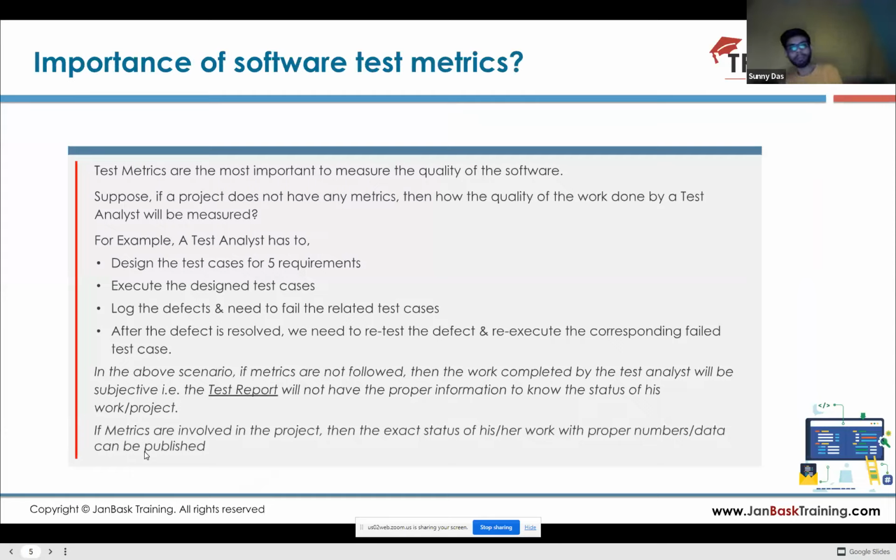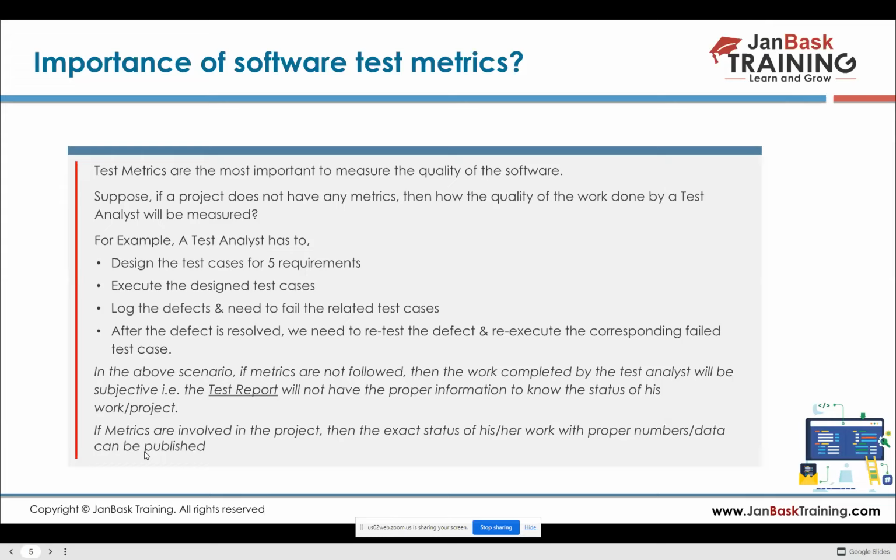So what is the importance of software test metrics? I think I have already discussed this. So we can just go through this one by one. Suppose there is a project, and in the project you don't have any kind of metrics. Then how is the management going to measure the work that has been done by you, or how is the management going to measure the quality of the work that has been done by you?